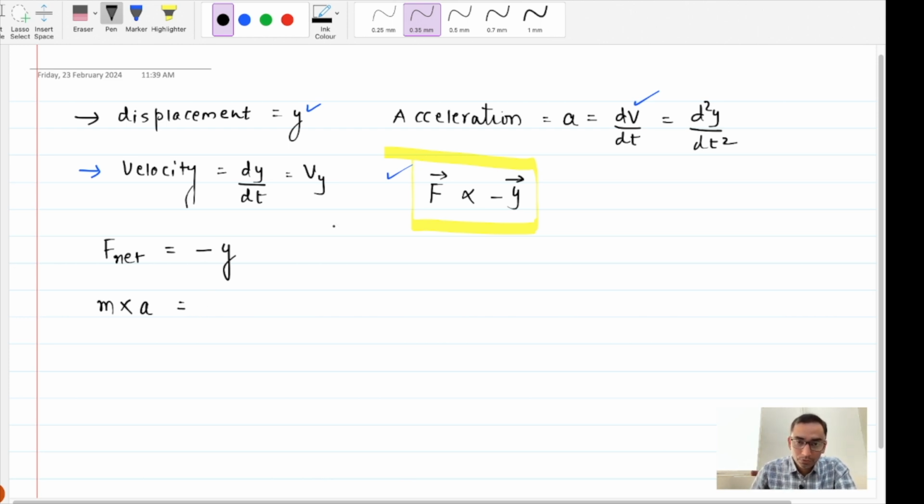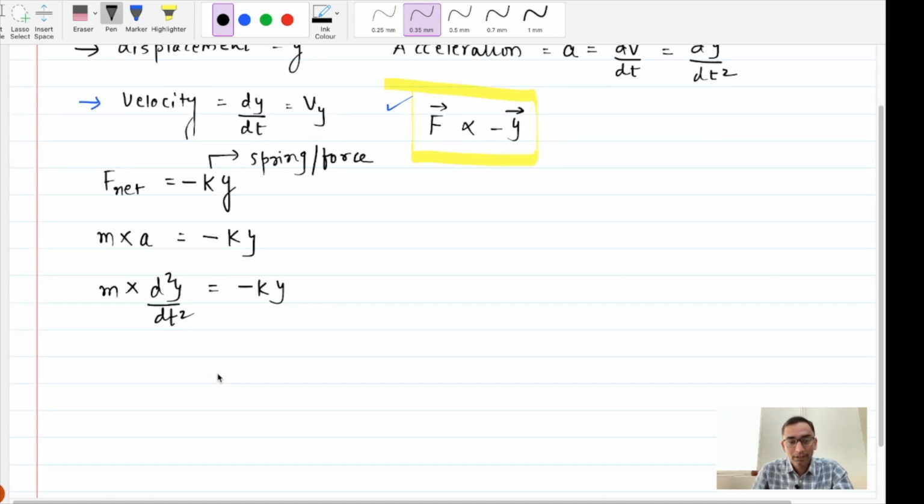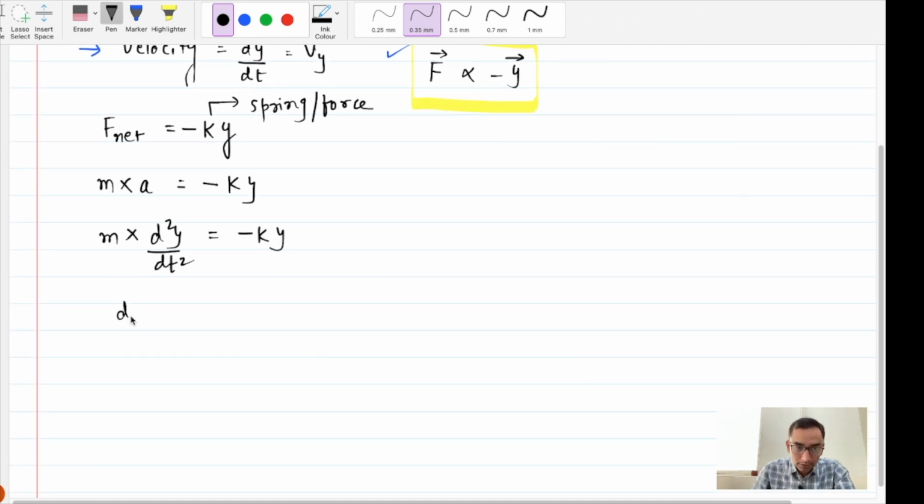So, sorry, I missed out here, there should be k, a constant, because this is a proportionality sign. So, it has to be minus k times y. Now, this k is known as the spring constant, or sometimes the force constant. So, m times d2y by dt2, that is the acceleration, equals minus k times y. Now, this m goes on the other side. So, d2y by dt2 is minus k by m times y.